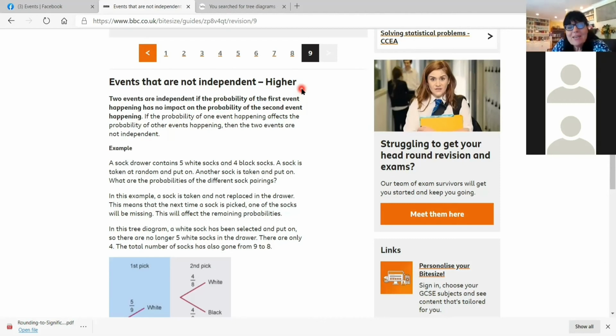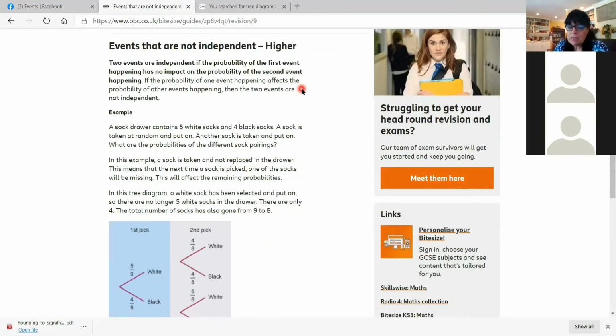A sock drawer contains 5 white socks and 4 black socks. A sock is taken at random and put on. Another sock is then taken and put on. What are the probabilities of the different sock pairings? Now, say you're doing this in the dark, you might have funny combinations, right?